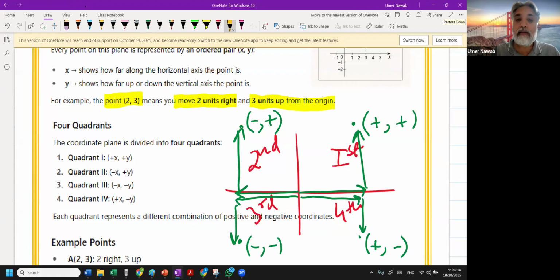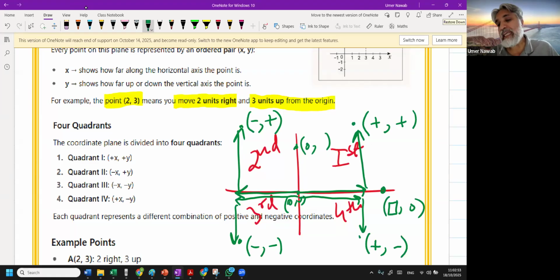Another important point is the origin, whose coordinates are (0, 0). If the point is on the positive x-axis, then the y coordinate will be 0, and whatever distance you cover along the x-axis, you just write it over here. But if you are on the y-axis, then your x coordinate will be 0 because you don't go right or left; you go either up or down. Any point on the x-axis or y-axis is not considered to be in any quadrant. If it is on the x-axis, the y coordinate is 0, and if it is on the y-axis, the x coordinate is 0.